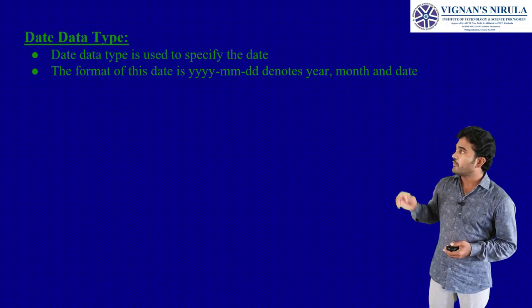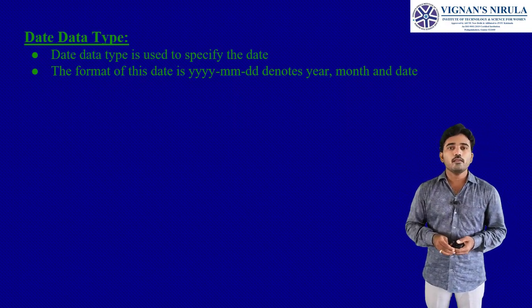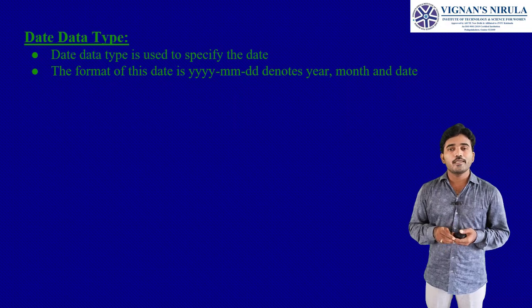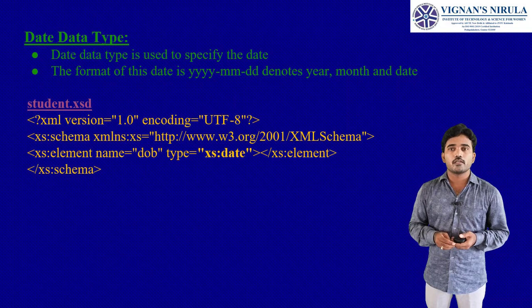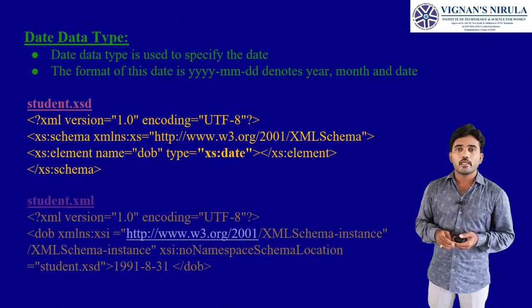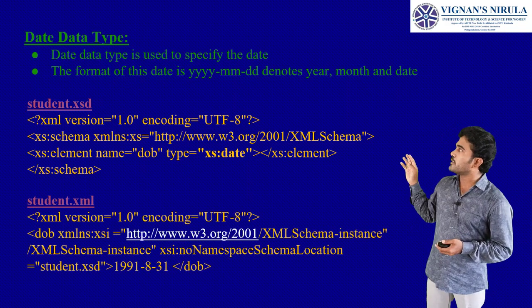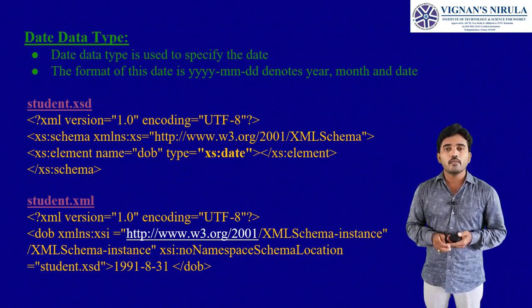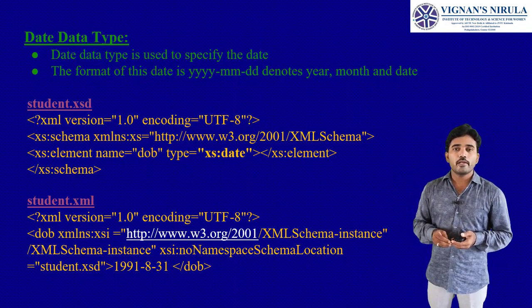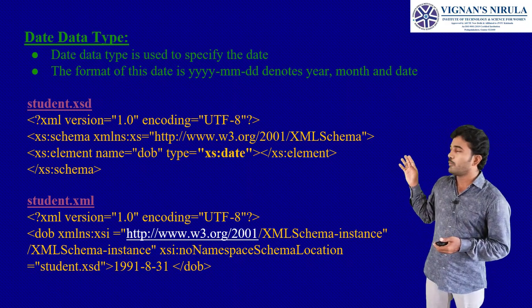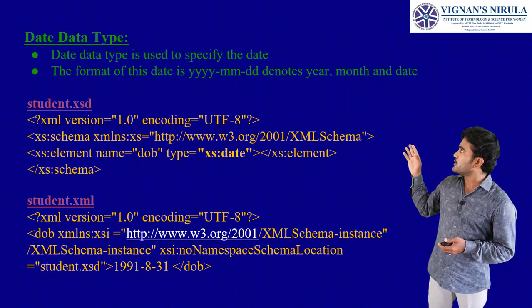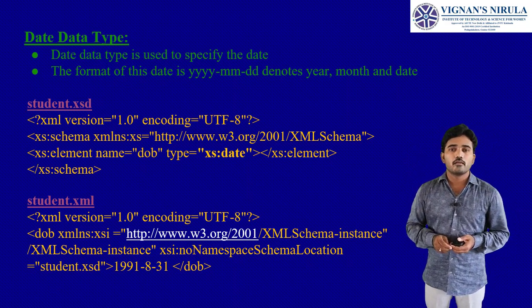Understood? Now we will discuss the date data type. The date data type is used to specify the date. The format of this date is first the year, followed by the month and followed by the day. Understood. So even here you need to write those two files, the XSD file as well as the XML file. See here in this date data type, we have defined the element whose name is DOB, which stands for date of birth. And the type that I have used is xs:date.